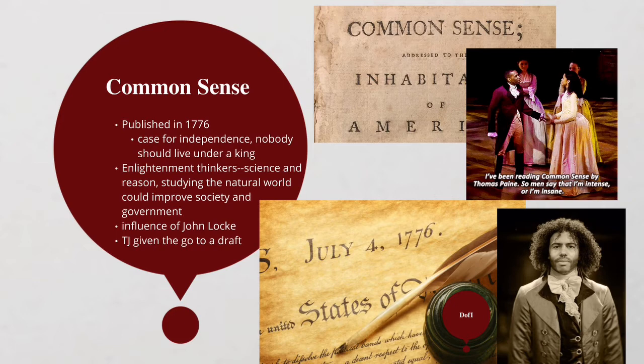believed that science and reason should be the governing factors in people's behavior. And studying the natural world could not only improve science and technology, but also improve society and government. There's an influence of John Locke clearly within the Declaration of Independence. In fact, I think Thomas Jefferson acknowledged that it's, quote unquote, pretty much John Locke. So Thomas Jefferson was given the go to do this draft after King George refused their petition.